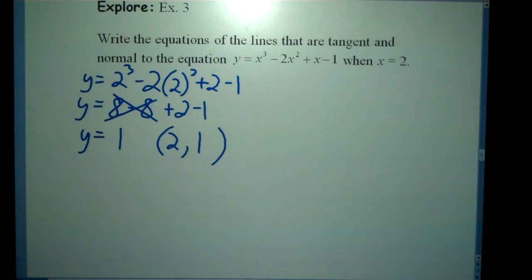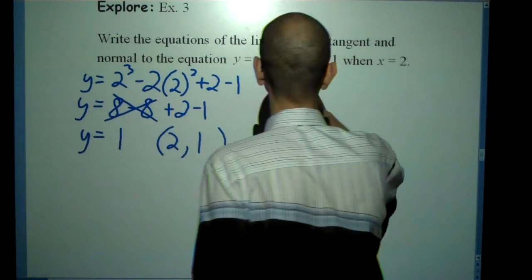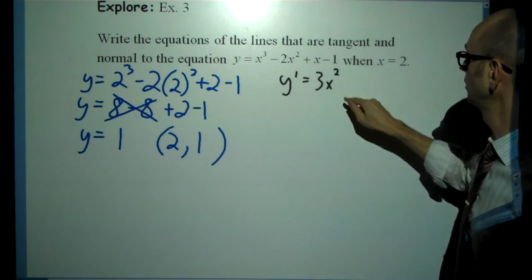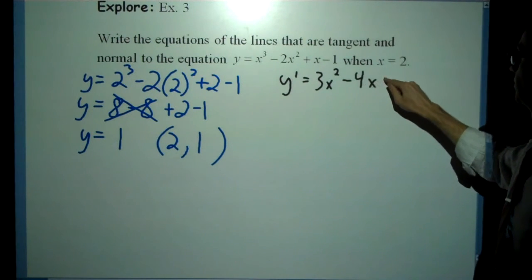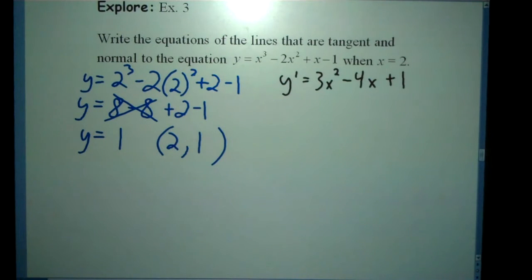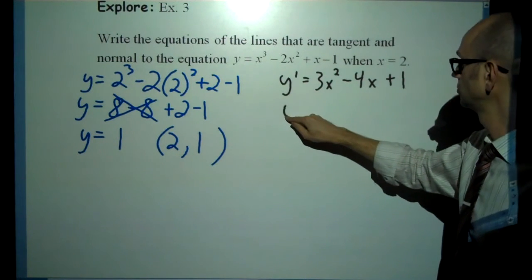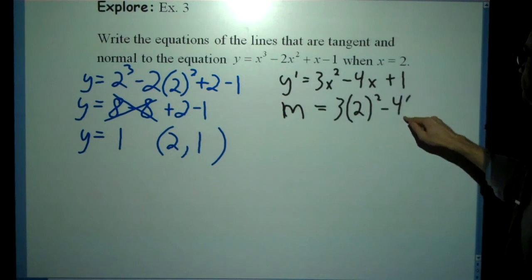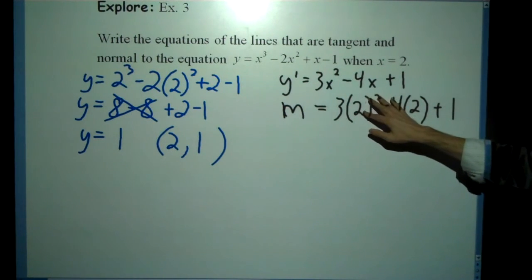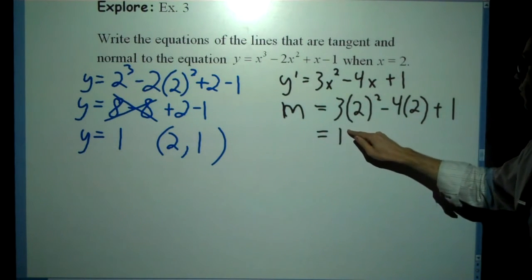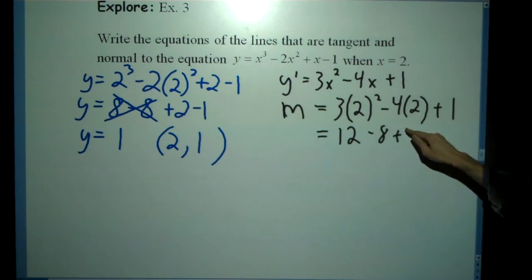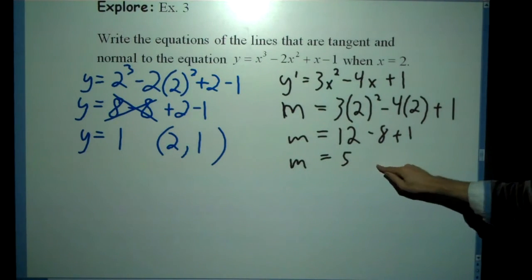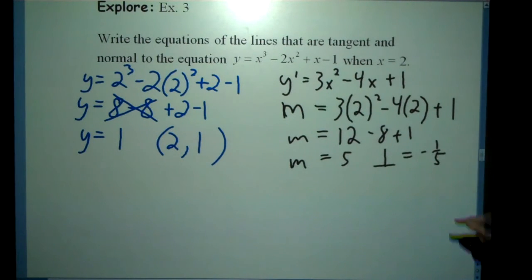Now let's do the derivative. So y prime is going to be equal to 3x squared minus 4x plus 1. I want to know the slope when x is 2. So we can say the slope is equal to 3 times 2 squared minus 4 times 2 plus 1. 2 squared is 4, times 3 gives us 12, minus 8 plus 1. And I believe we have a slope of 5 at that point. And we'll eventually need our perpendicular slope, which is negative 1/5.